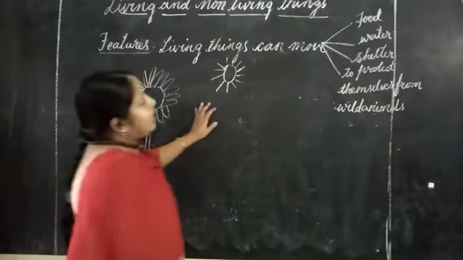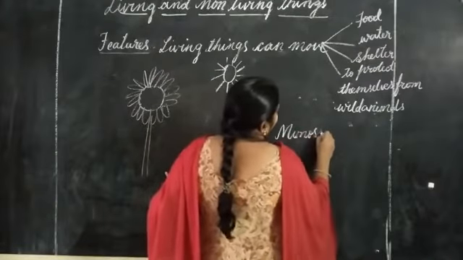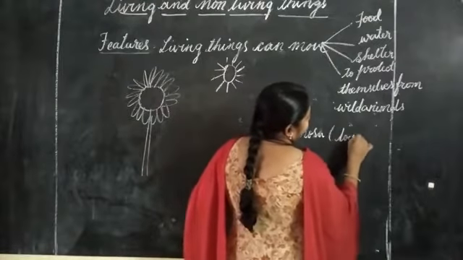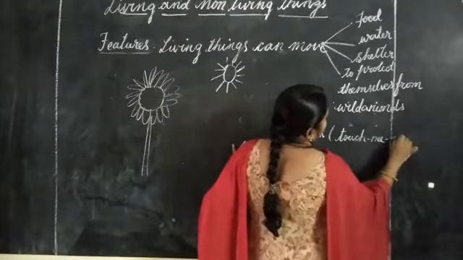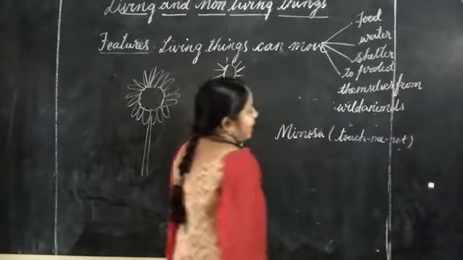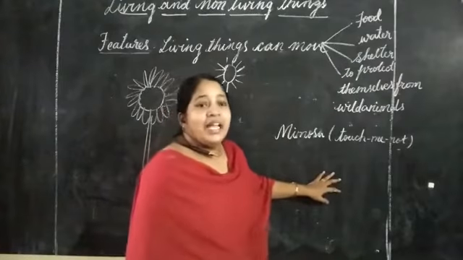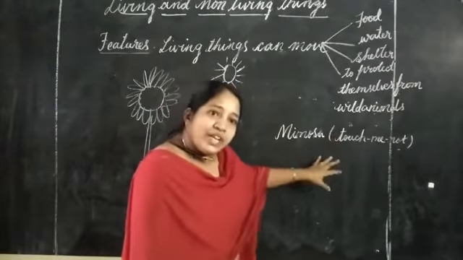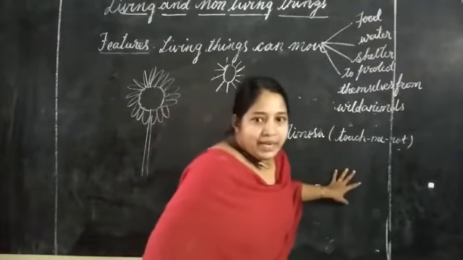Okay, then the next plant, mimosa. The other name for mimosa is the touch-me-not plant. If you touch the leaves of the mimosa or touch-me-not plant, it immediately folds its leaves. So folding of leaves is also a type of movement shown by the mimosa plant.